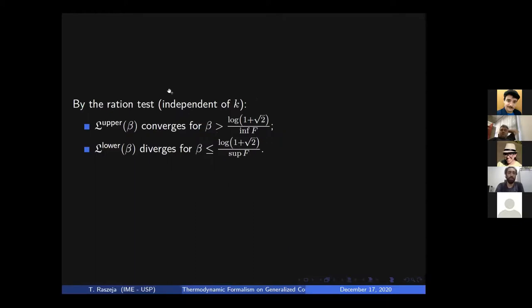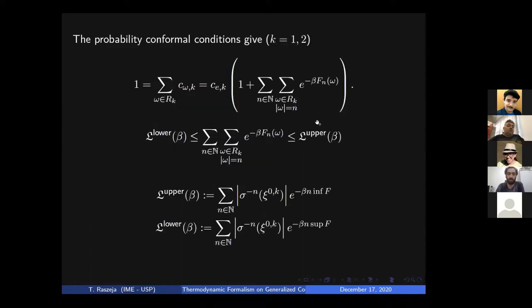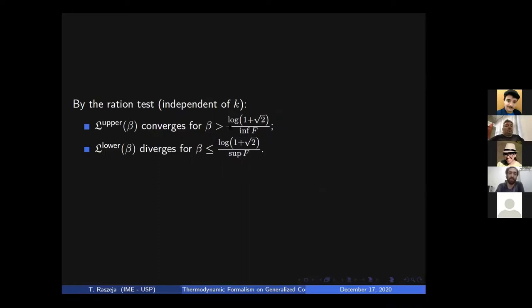If you make the ratio test for beta greater than log of 1 plus square root of 2 over infimum of f, you have the convergence of this series, so this series converges, and in the remaining case of the statement of the theorem, the lower bound diverges. So you can determine these are basically the statement of the theorem on existence.